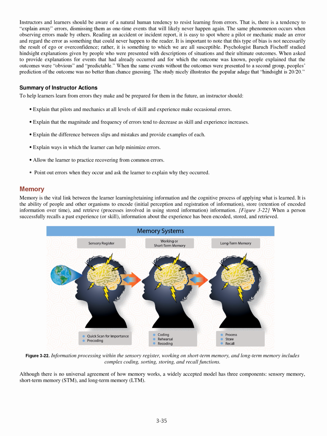Psychologist Baruch Fischhoff studied hindsight explanations given by people who were presented with descriptions of situations and their ultimate outcomes. When asked to provide explanations for events that had already occurred and for which the outcome was known, people explained that the outcomes were obvious and predictable. When the same events without the outcomes were presented to a second group, people's prediction of the outcome was no better than chance guessing.